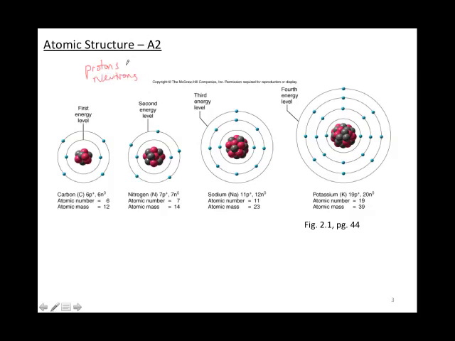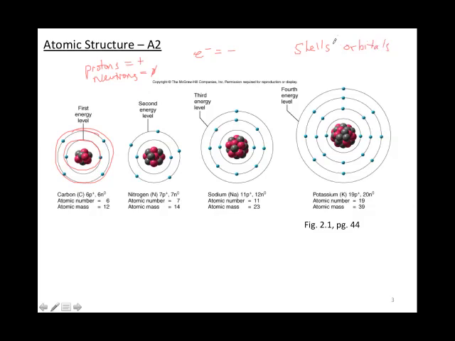Now these particles have charges, so most of them do anyway. Protons are positively charged. Neutrons are neutral. They have no charge. Electrons are negatively charged. And what we're going to find is that the electrons will rotate around the nucleus of the atom in what we call shells or orbitals.